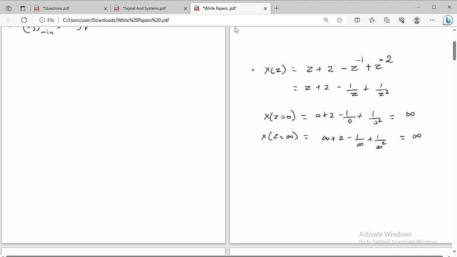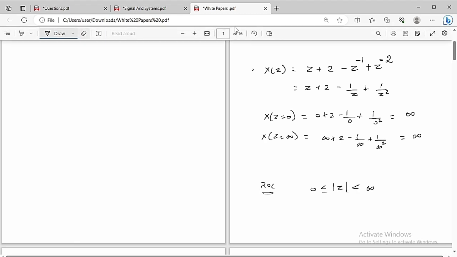So what is the ROC? Now I can say it is everything except 0 as well as infinity. This is the ROC that I am going to get here. So let me rub this part and write again here. You can see this is the ROC that we are going to get for this signal.